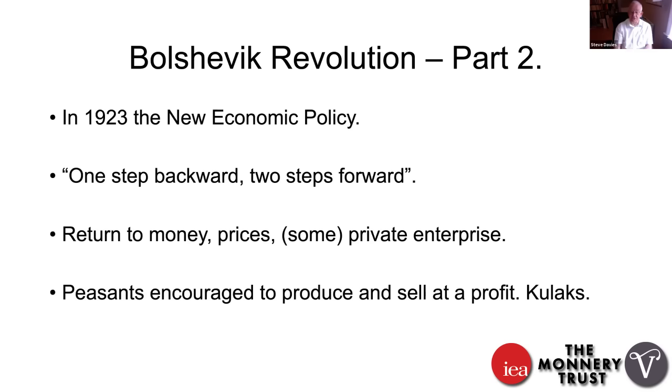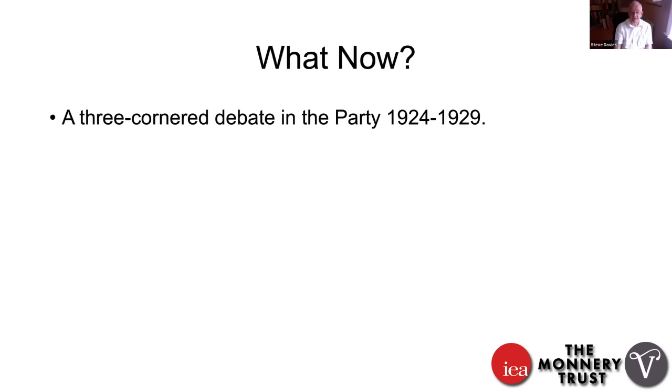This led to the emergence of a subclass of fairly successful property-owning peasants, the kulaks, as they came to be called later on. Now, what happened then was that there was an enormous debate in the Bolshevik Party, particularly after Lenin's death, between roughly 1924 and 1929. And this was a very intense argument about what to do. They could tell that war communism had failed, but they were still all committed to the idea of a state-controlled economy. So what to do now?